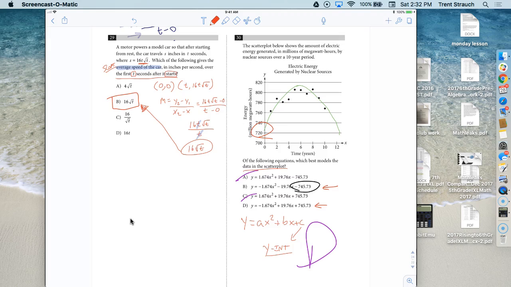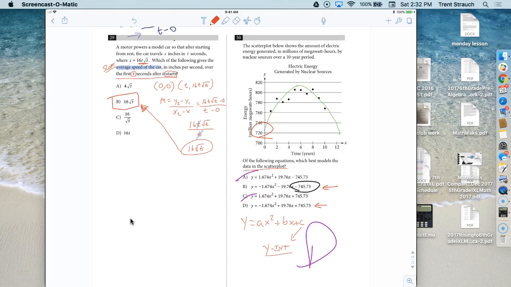It says, a motor powers a model car so that after starting from rest, the car travels s inches in t seconds, where s is 16 times the square root of t. Which of the following gives the average speed? First of all, everybody should now know average speed is a slope. Average speed is another word for slope. And of course, if you don't know that, it's kind of hard to do the problem. So you have to underline that and write down next to average speed of the car, that means the slope.